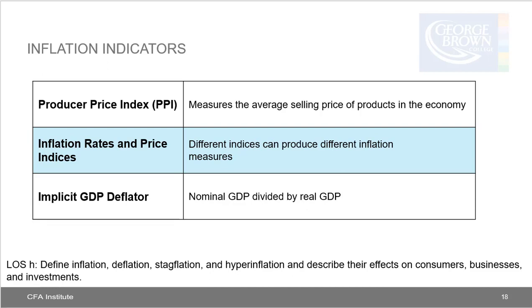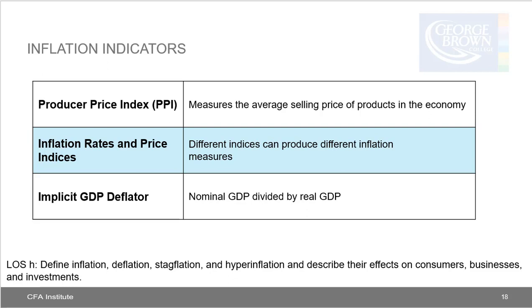This slide is continuing with some inflation indicators, and the Producer Price Index, the PPI, is another measure of inflation. It measures the average selling price of products in the economy. It is broader than the CPI because it includes the price of investment products, but is also narrower in that it does not include services.